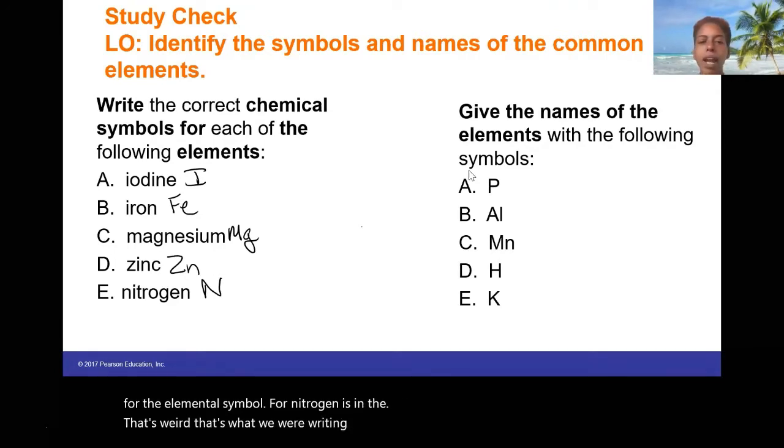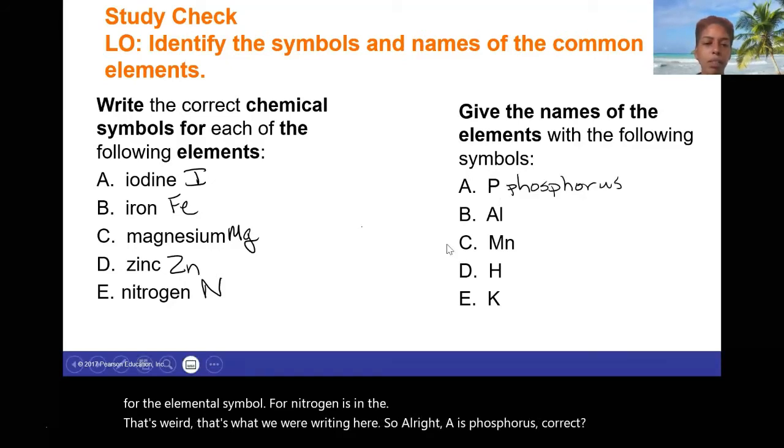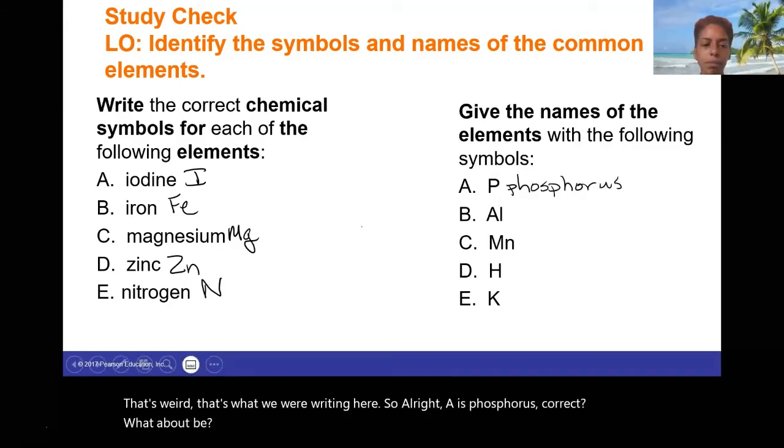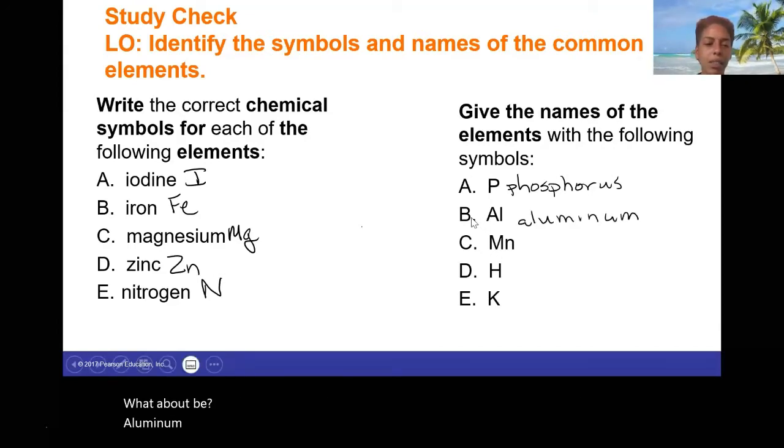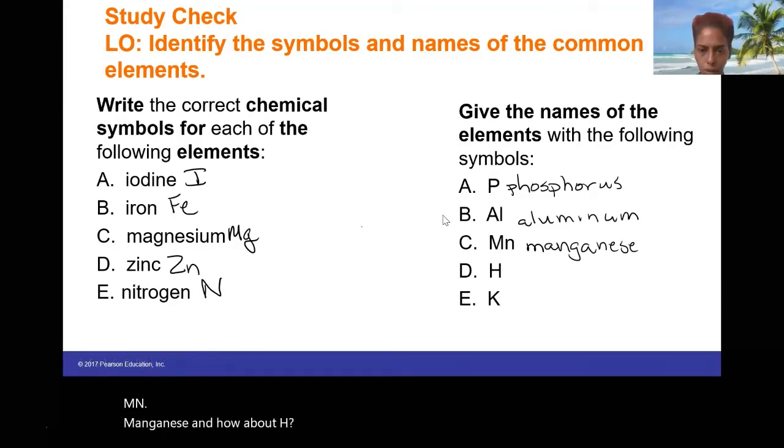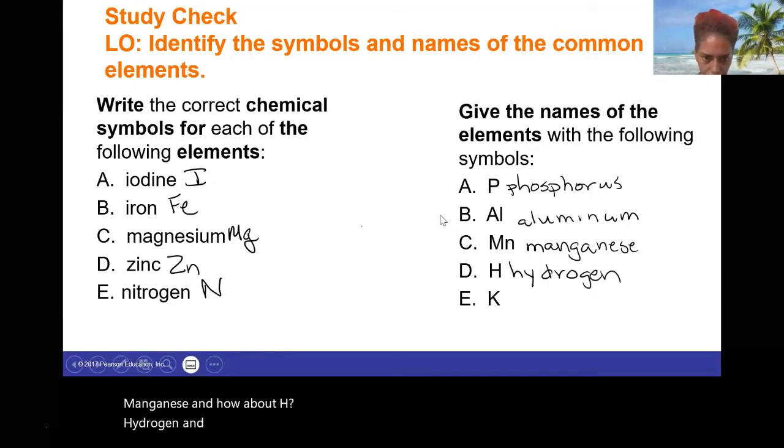So, all right, A, phosphorus, correct. What about B? Aluminum. What about Mn? Manganese. How about H? Hydrogen. And E we have is potassium. Good job.